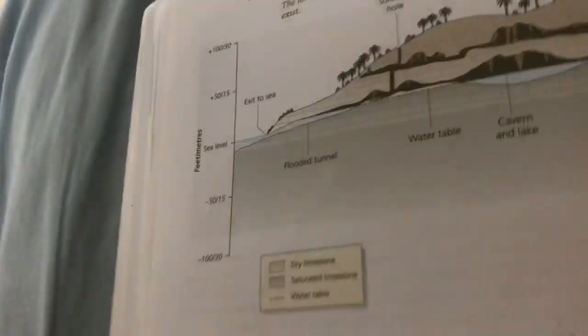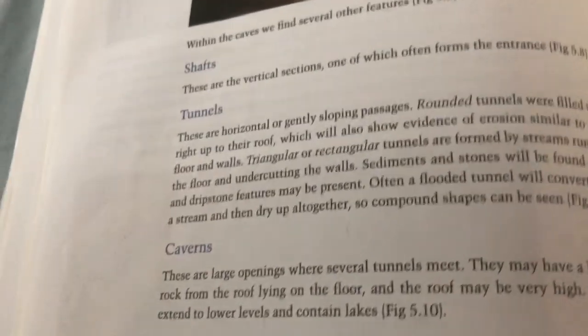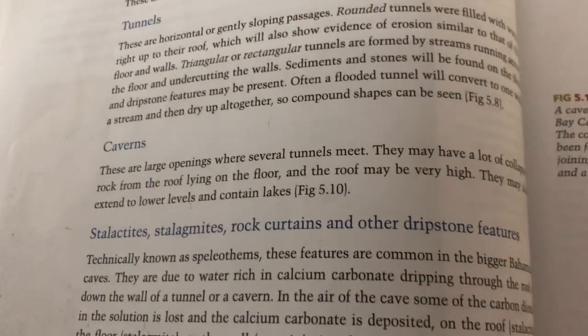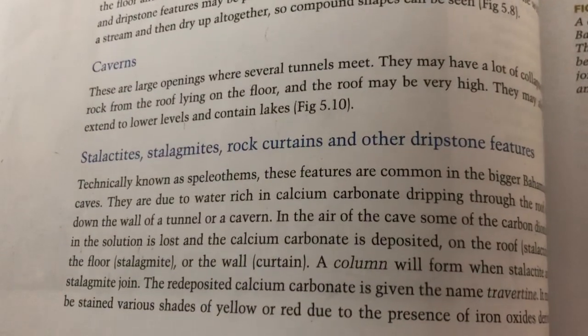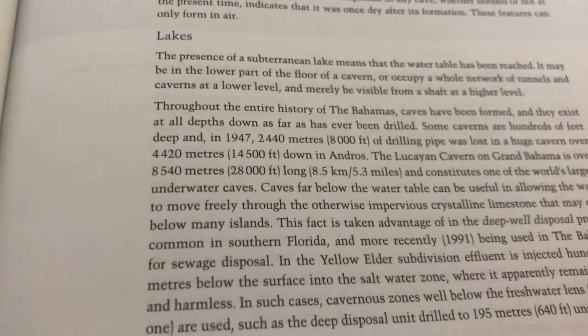It goes through the systems that created them. And then it talks about shafts on page 68, tunnels, caverns, the big caves, and we've done all those parts about stalagmites, stalactites, and obviously it goes through the lakes here, okay? Now, all of these notes will be useful for when you attempt the assignment for this week, okay?